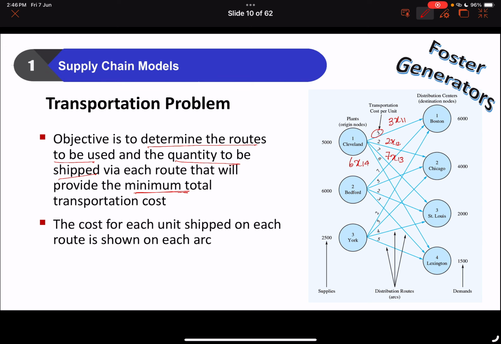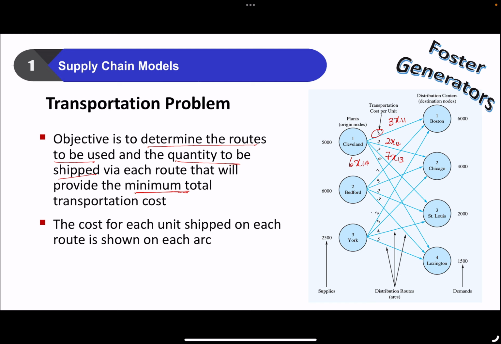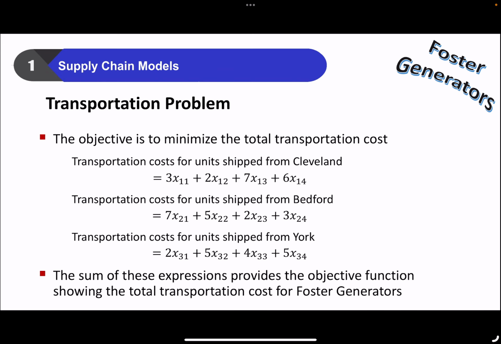Let's look at York. The first one is 2, and York is 3, so this will be 2x31, correct? This is 5, so 5x32, 4x33, and 5x34. If we add up these 4 routes together, we get the cost of transportation from York.